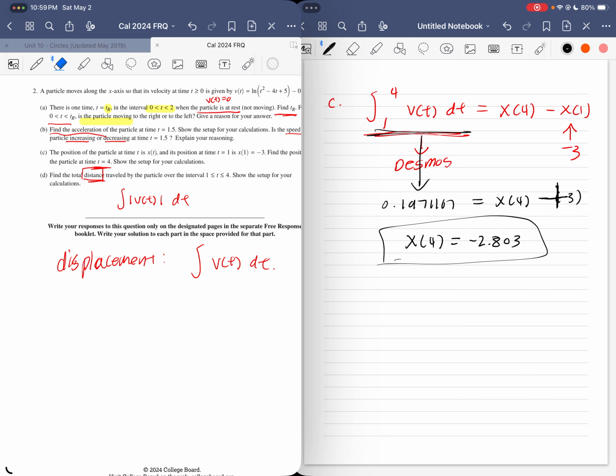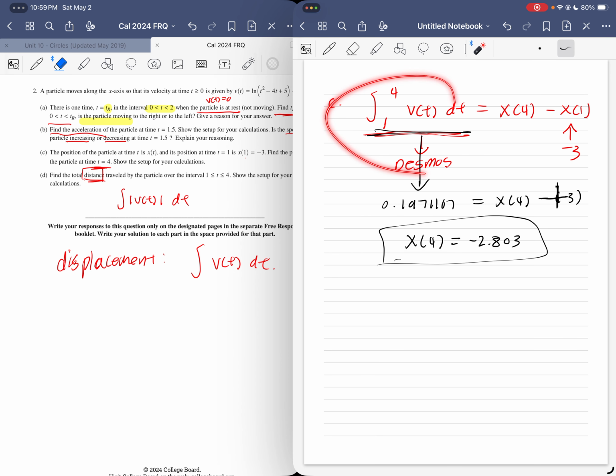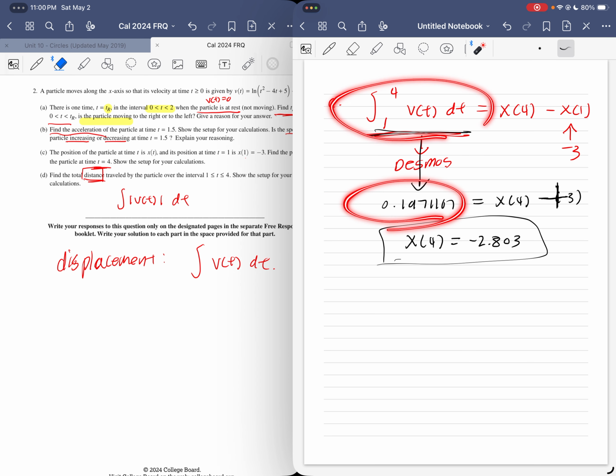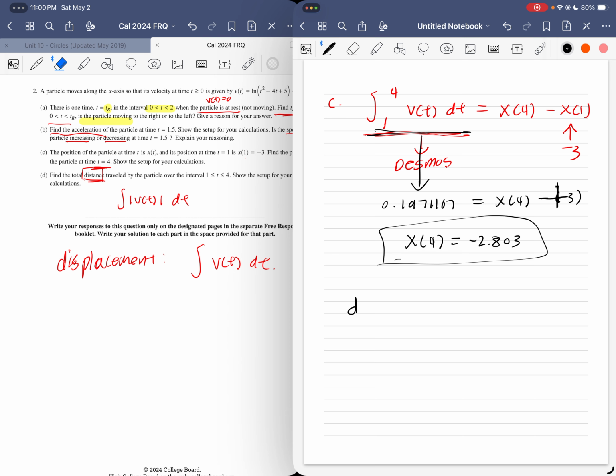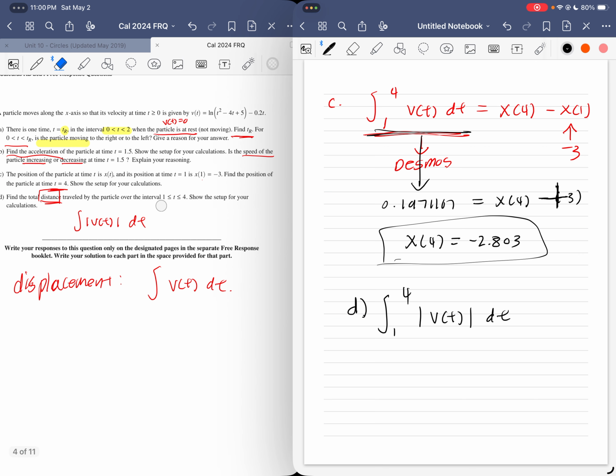All right. So here, do you see this one? Oh, so this is the displacement actually. What we just did right here. That's the displacement. See what happens if we are trying to find distance. So first, we have to write down the integral from 1 to 4 of the absolute value of v of t dt, because that's what the question is asking. Because the question also says set up for your calculator. So if you just write down the equation, you're wrong, okay?